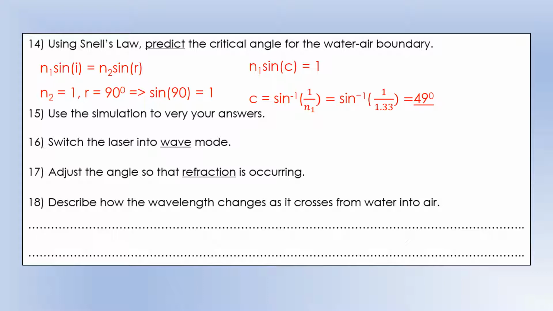So what we've been doing so far is we've been imagining light as Newton did, as a stream of particles that follow the ray of the laser. Now we're going to start thinking of them like Huygens did, in terms of waves. We're going to look at wave refraction. So describe how the wavelength changes as it crosses from water into air.